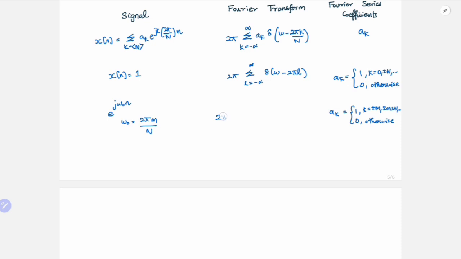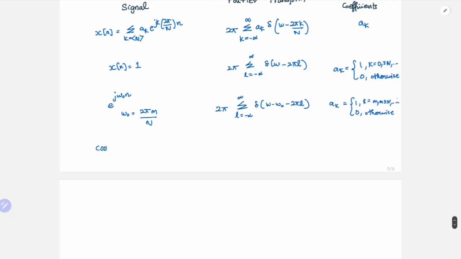So I'll just get 2π summation l equal to minus infinity to infinity δ(ω − ω0 − 2πl), right? From the property of the Fourier transform, we know if x[n] is multiplied by e^(jω0n), it is nothing but a shift in the frequency domain. Again, this is m plus minus N and so on. Minus N will not come. Similar to 0, right? Okay.